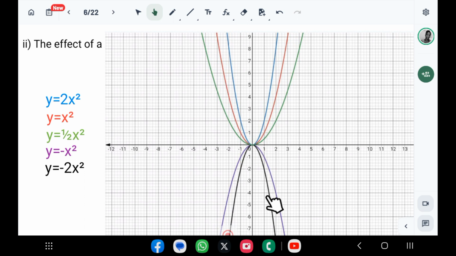Now the black graph is that same graph but multiplied by 2. So you get y equals -2x². So it is thinner, still looks down because it is negative, but it is thinner than the graph of y equals -x² because it has been multiplied by 2. So your graph reaches milestones sooner.